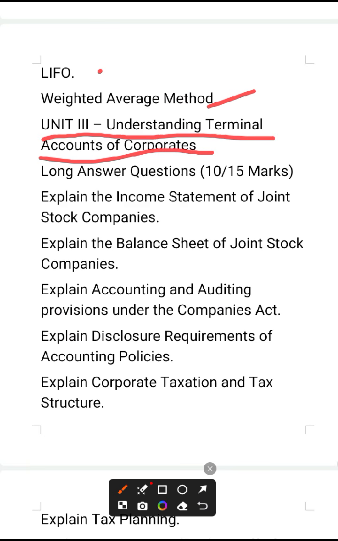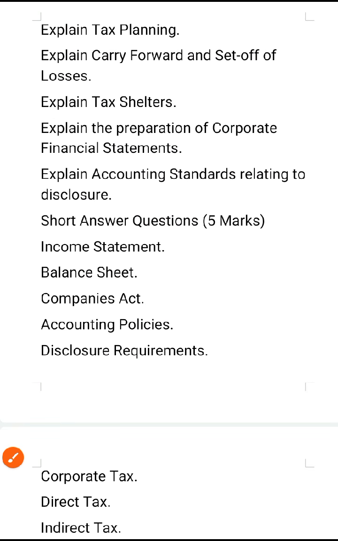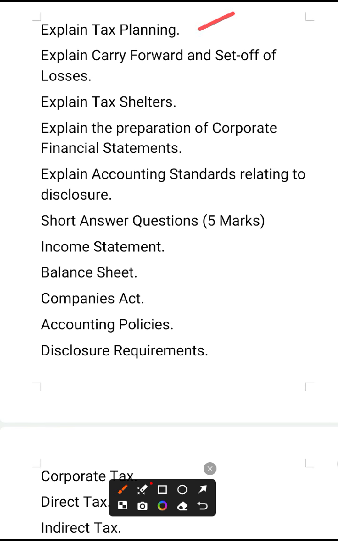Long questions. Explain income statement of joint stock companies. Explain balance sheet of joint stock companies. Explain accounting and auditing provisions under the Companies Act. Explain disclosure requirements of accounting policies. Explain corporate taxation and tax structure. Explain tax planning. Explain carry forward and set off of losses.